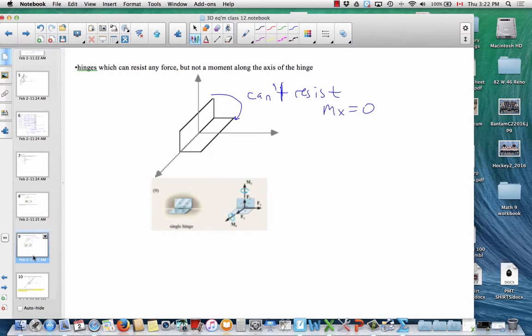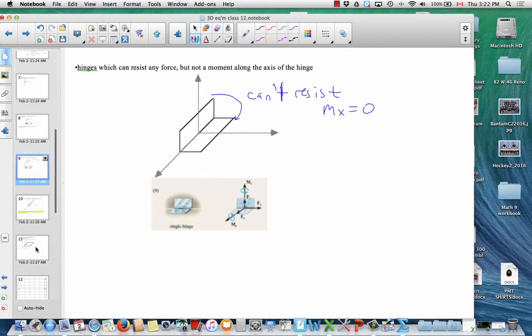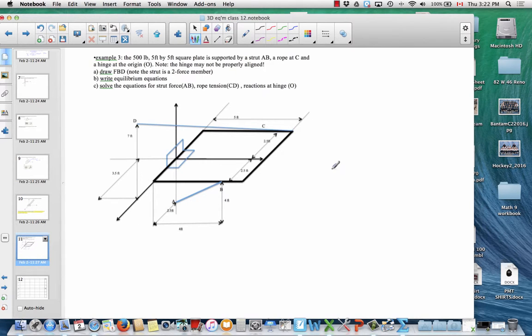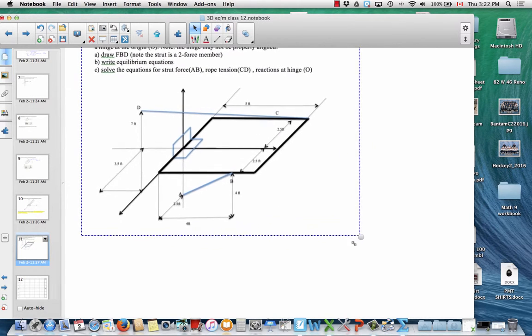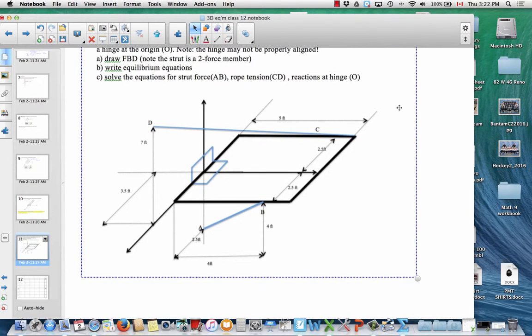All right, let's try an example with the hinge. Now, this diagram sometimes gets mangled by Microsoft Word, so let's just take a second and make sure that we all get a good copy of this diagram. So it is a square plate. Here's a hinge supporting it at the origin. There's a rope which goes to this corner, and then there's a strut AB.